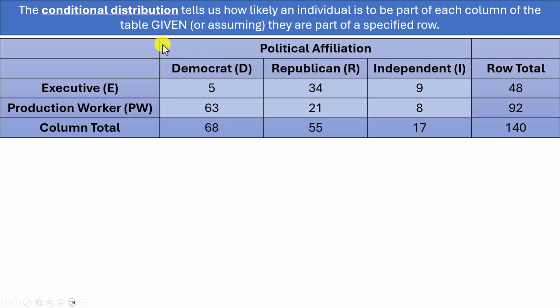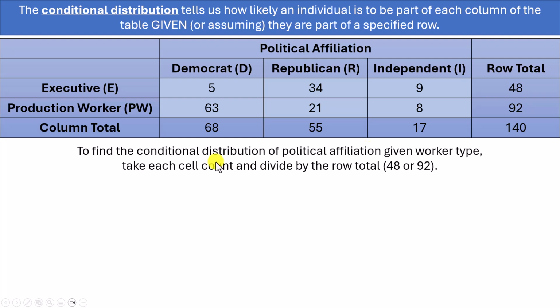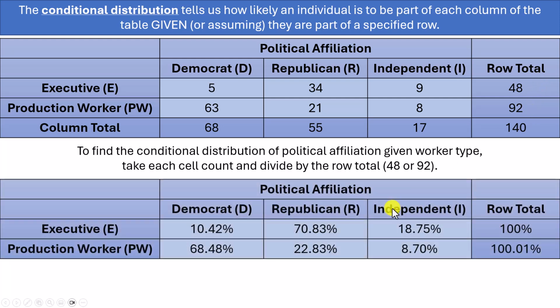Here's our initial two-way table with the observed counts. If we would like to find the conditional distribution of political affiliation given worker type, we will take each cell count and divide by the row total, which will be either 48 or 92. This will be the result. So let me show you how a few of these different values could be calculated.